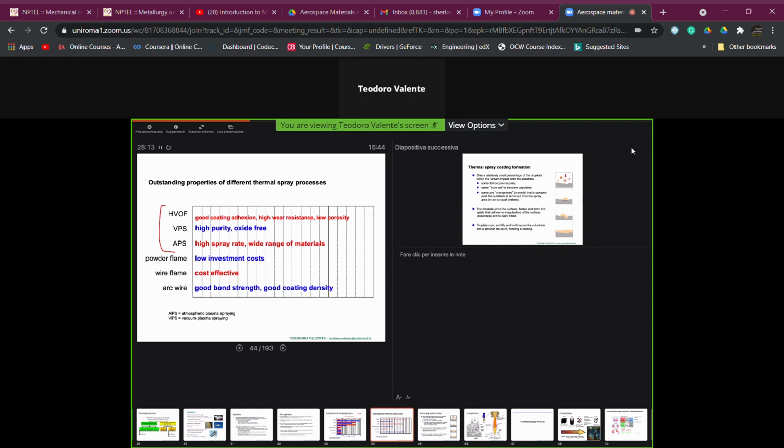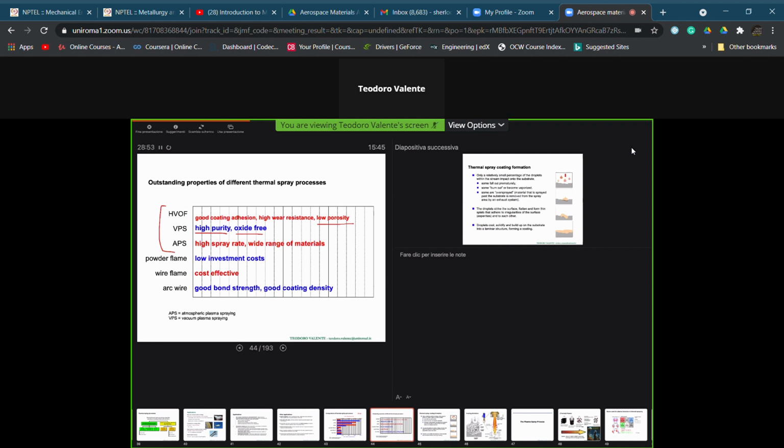For the HVOF, we can say that we can expect a good coating adhesion to the substrate due to the high velocities of the particles, but also good coating cohesion, that is inside the coatings, again for the high particle velocity. And so low porosity and high wear resistance, for example. For the VPS, without oxygen, because it's a plasma made in vacuum, we can have high purity coatings and oxygen-free coatings, oxide-free coatings, in the case we are going to spray something which can be oxidized.